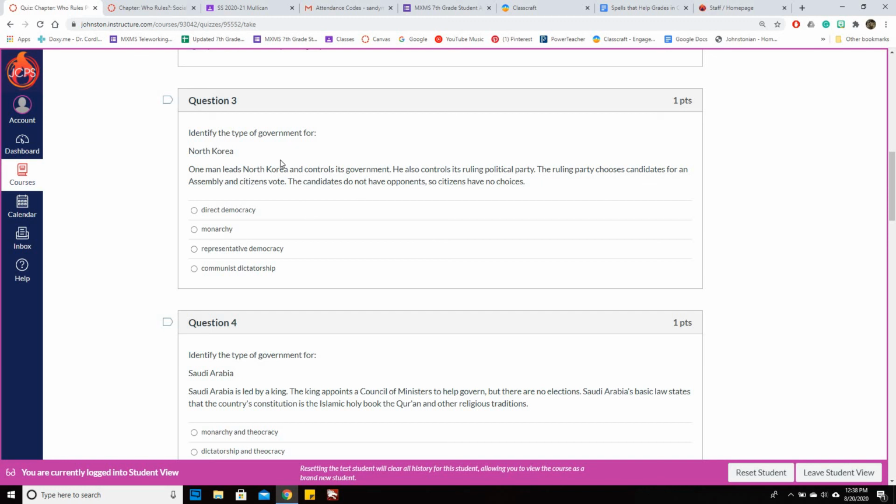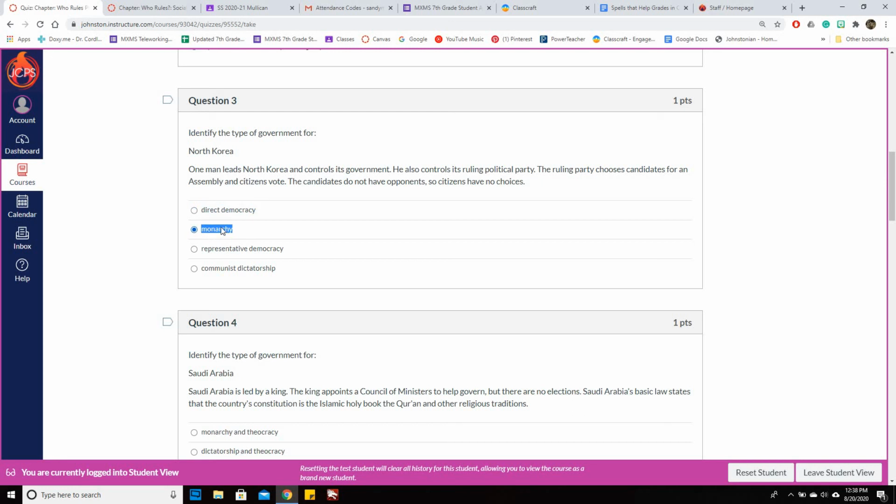Okay. Identify the type of government for North Korea. One man leads North Korea, so that's right there, one, and controls its government. He also controls its ruling political party. The ruling party chooses candidates for an assembly and citizens vote. The candidates do not have opponents, so citizens have no choices. So I'll tell you right now, with citizens not having choices, this one is maybe, but this is definitely not it because citizens have no choices.